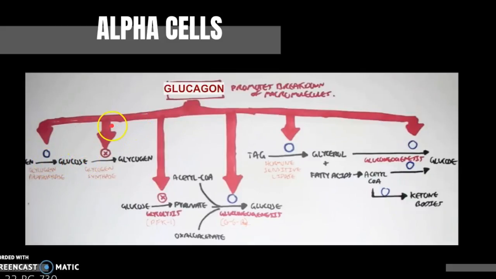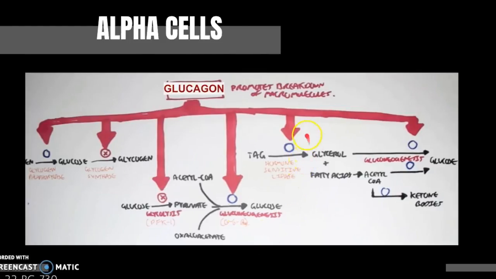It's also inhibiting glycogen synthase, so it's preventing this glucose from returning back into the form of glycogen. It also inhibits glucose from breaking down into pyruvates and acetyl coenzyme A, and then at the same time is encouraging acetyl coenzyme A, pyruvate, and oxaloacetate to form glucose during gluconeogenesis.